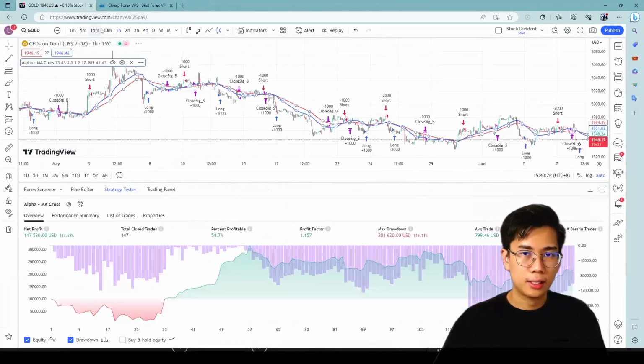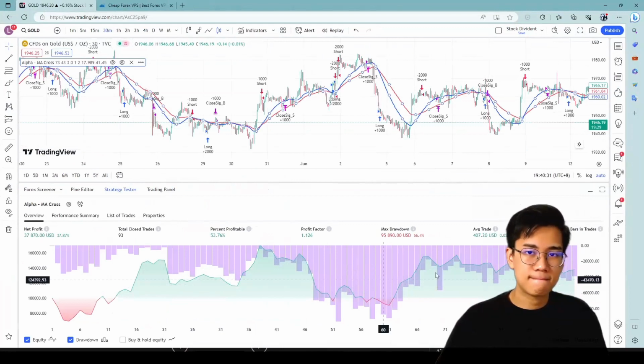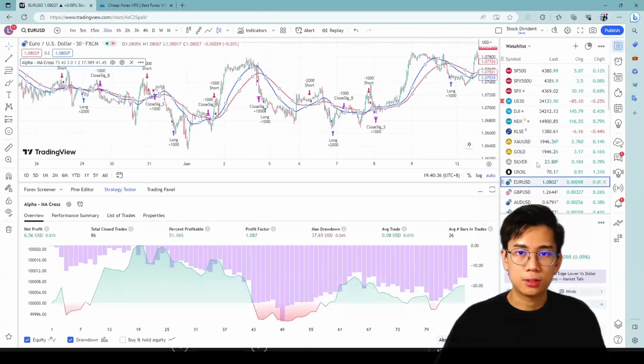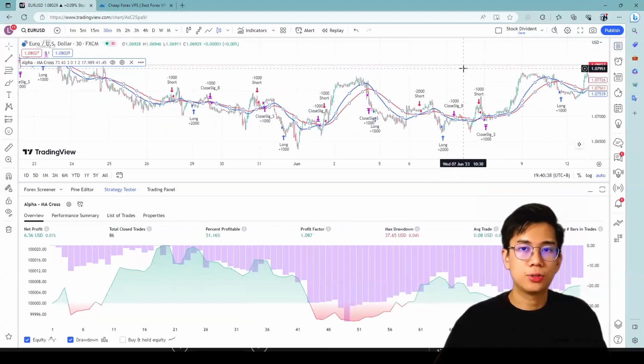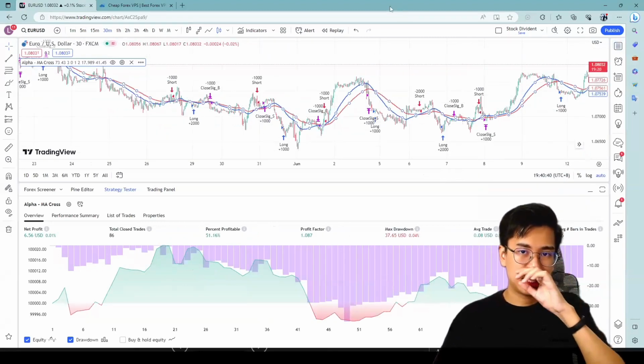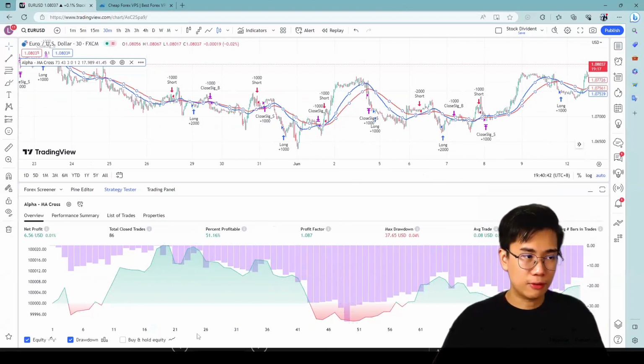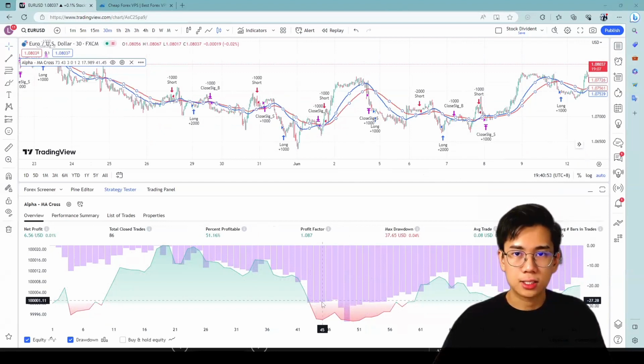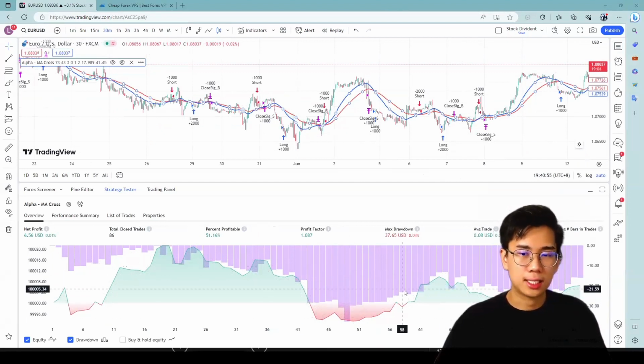But the gold market at 30 minutes is not so performing. What if we change to the original one? Okay, EUR/USD. Now you can see that EUR/USD in the 30-minute time frame was previously performing quite well, but then the performance is getting lower. You can see that it's not so performing recently on this setting already.